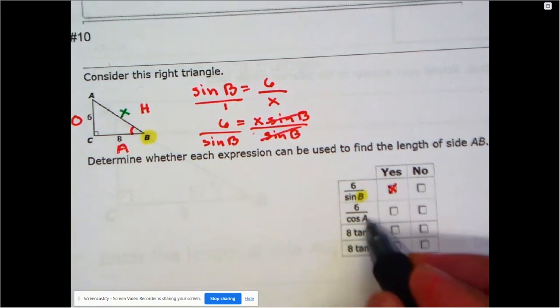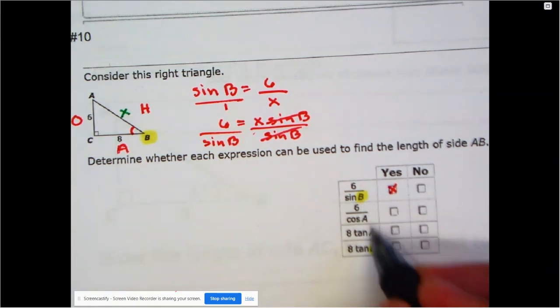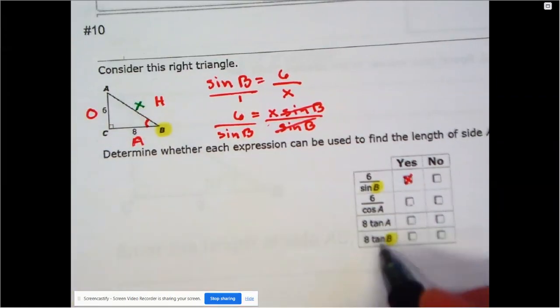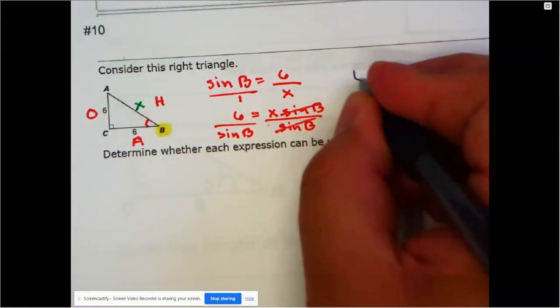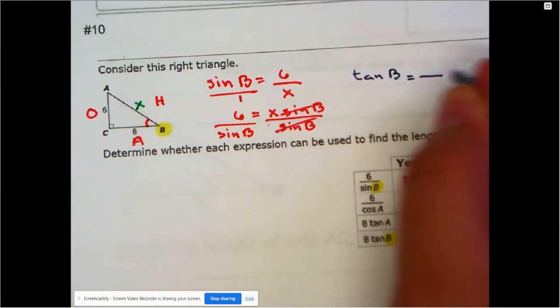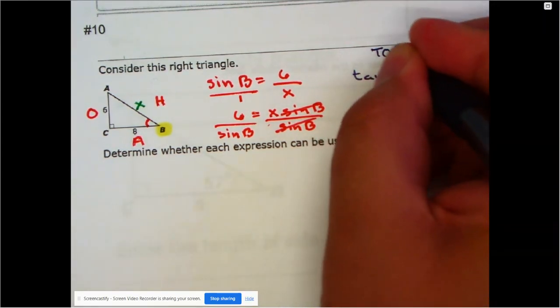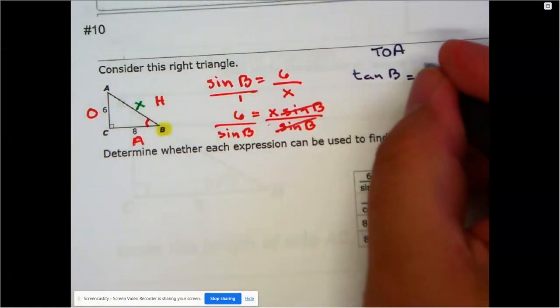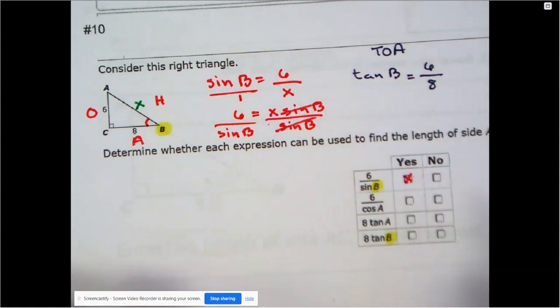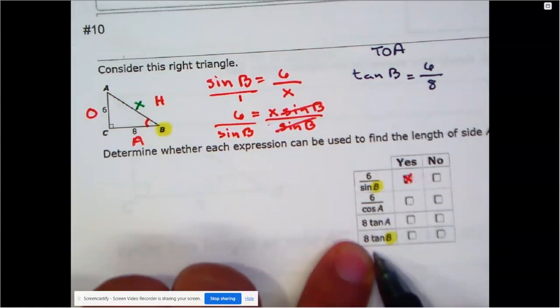Now they said, remember, we're not doing these yet. You got to do everything with a B first because your picture right now is ready for that B. Tangent they want me to do. Okay, so here we go. Tangent of B, according to SOHCAHTOA, is, right, TOA, opposite, so 6, over the adjacent, which is 8. So now we're going to look over here. Look at that. We clearly see there's an issue.